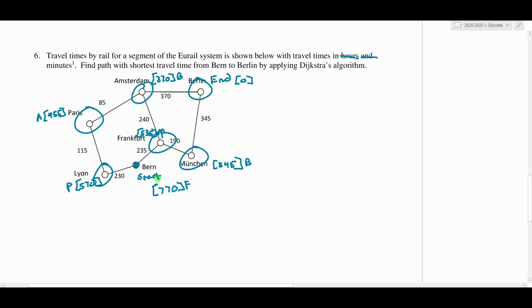So let's trace this back, right? We're going to start in Bern. I'll write this out down here. So we got Bern to Frankfurt, and then once I'm in Frankfurt, it tells me to go to München. And then from München, it tells me to go to Berlin. I spelled that wrong. There we go, Berlin, and it's going to take a total of 770 minutes to complete that trip. All right, we already calculated that there.